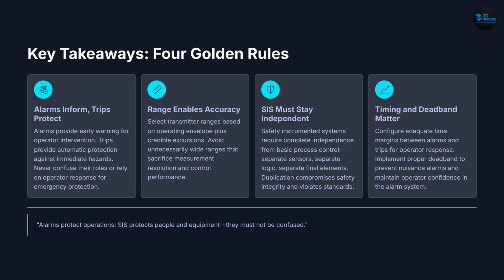Slide 9. Key principles. To summarize the most important rules. Alarms are used to inform the operator, while trips are used to protect equipment and people. Instrument range must be selected carefully to ensure both accuracy and coverage. The SIS must always remain independent from the control system, and proper timing and deadband settings are essential to avoid nuisance alarms.